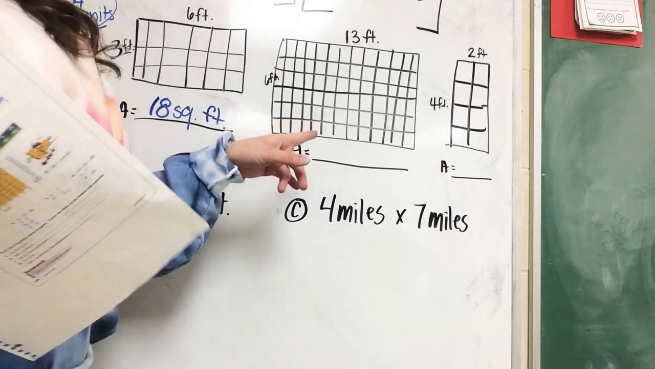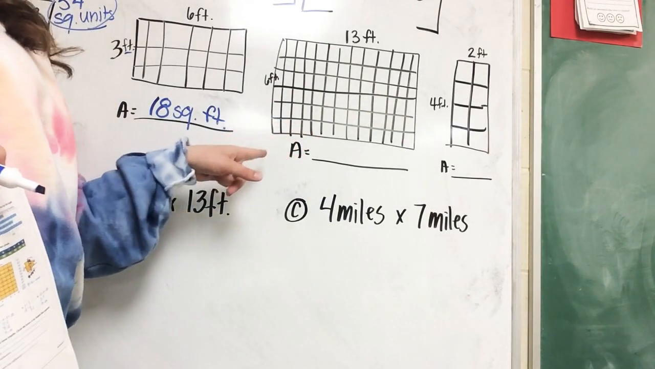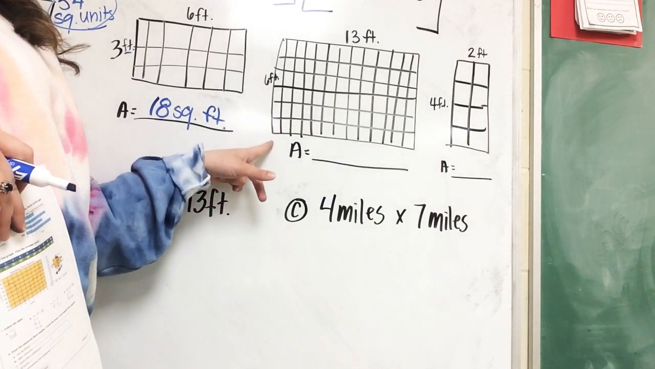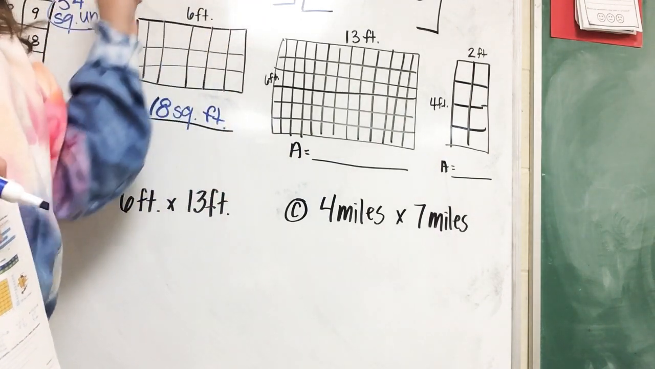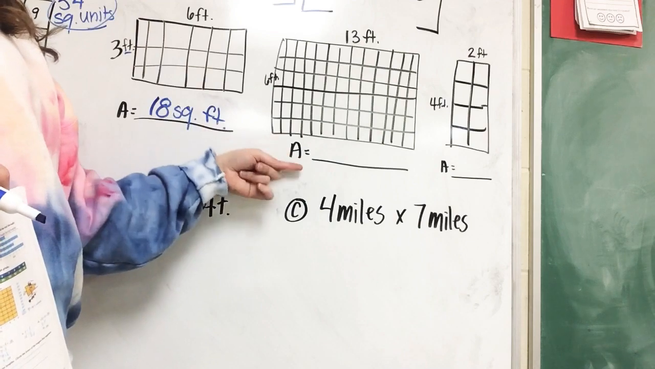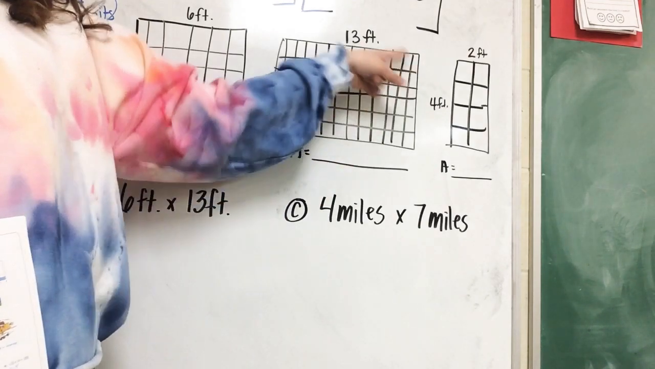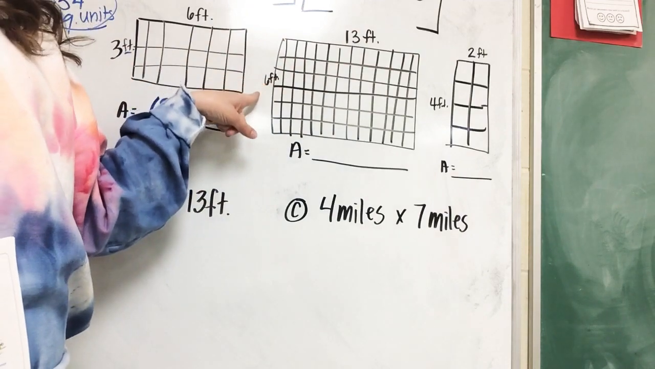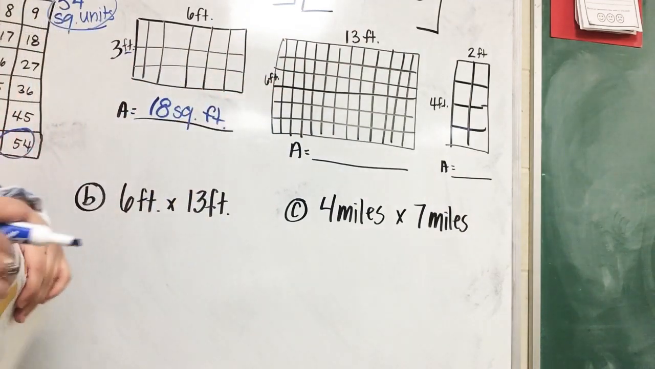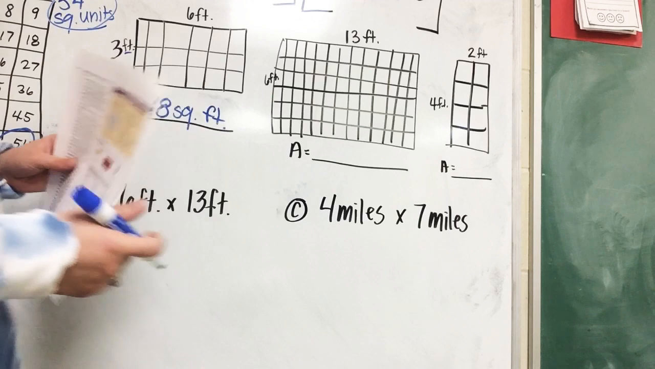Okay, let's look at our next one. This is the red rectangle under that section. Again, our formula is length times width. Area equals the length times width. We have area here, so we need to do our length times the width. Our length is what? 13 feet, and our width is 6 feet. So 13 times 6, go ahead and do the math.